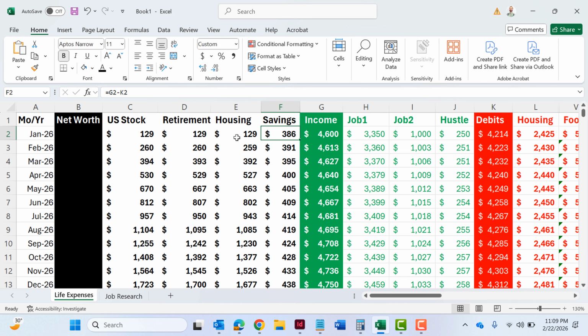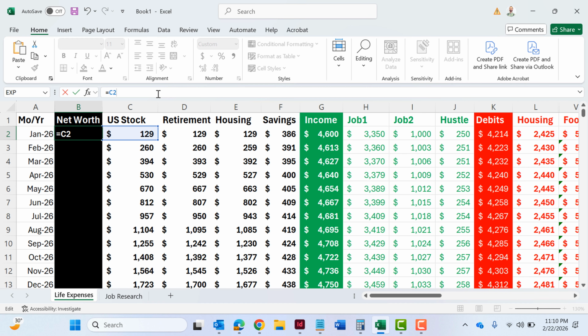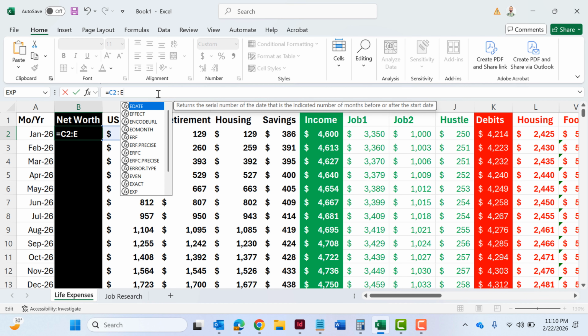So that brings us back to the final one, which would be net worth. How do we get it? It's pretty simple. It's our last category. It is equal to all three of our investment types. And that would be C2 through E2. So it's equal to C2 colon E2.